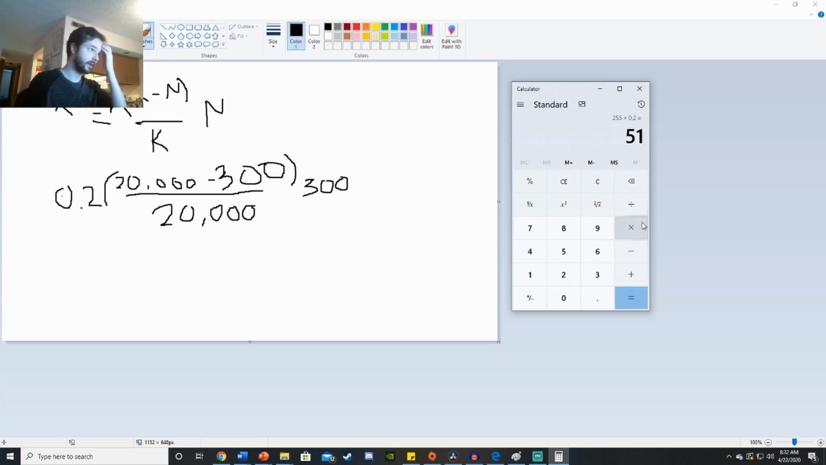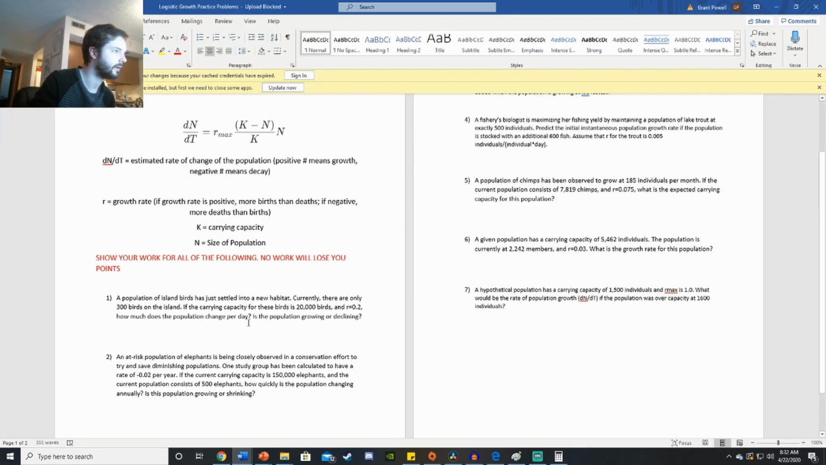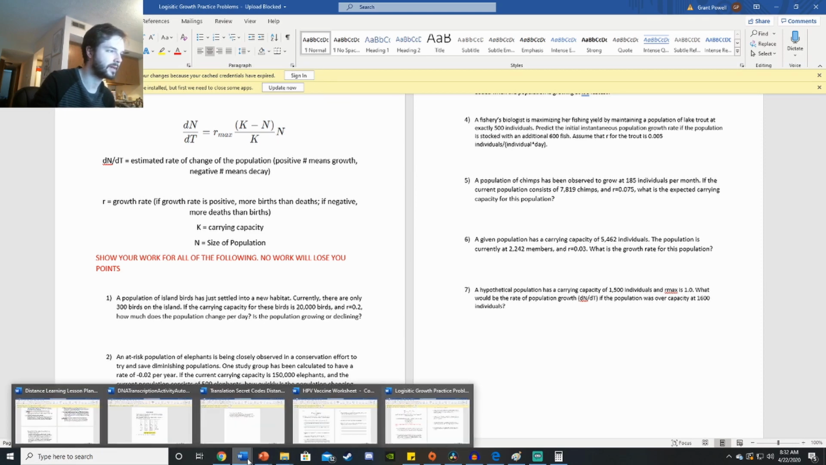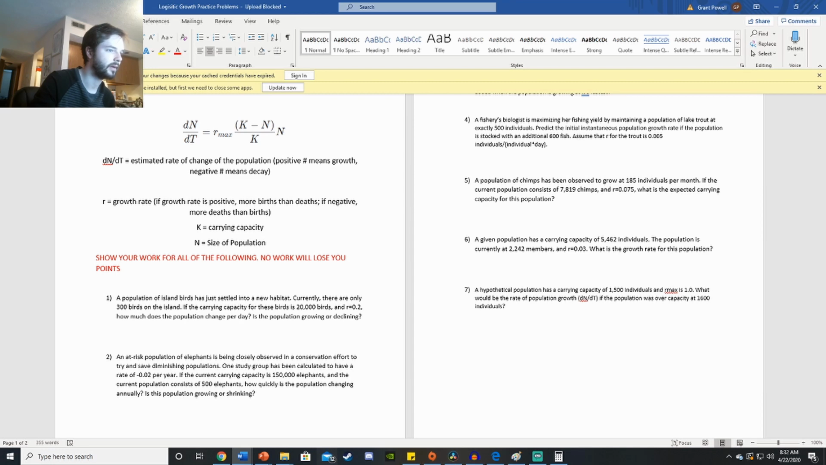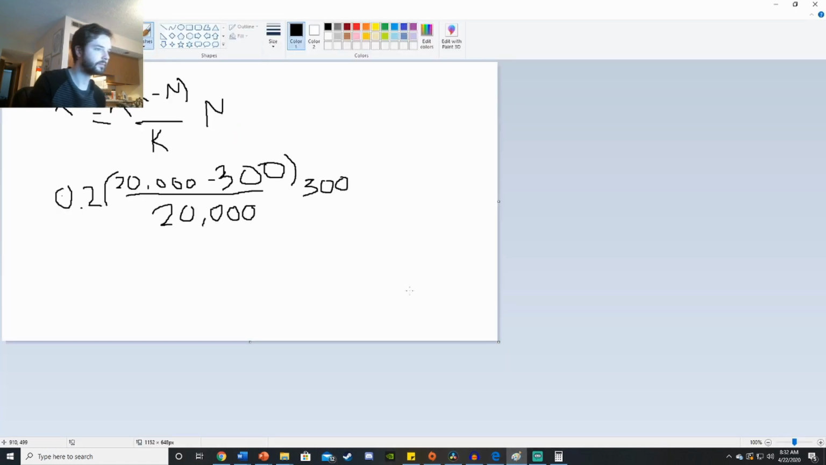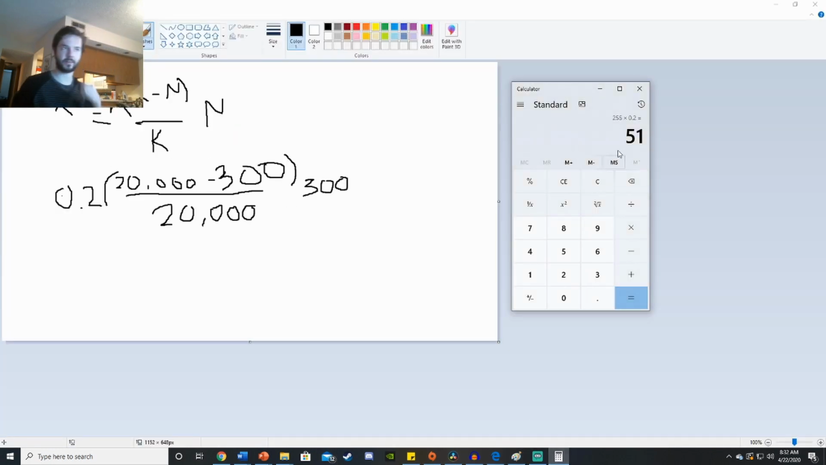So what does this mean? dN over dt equals 51. That means that there are 51 birds being added to the population every, did I specify? I think it was day. Every day, yep. And you won't have to worry about the time frame because the time frame will always stay consistent. I try to keep it simple for this. So there are 51 birds being added to the population every day.